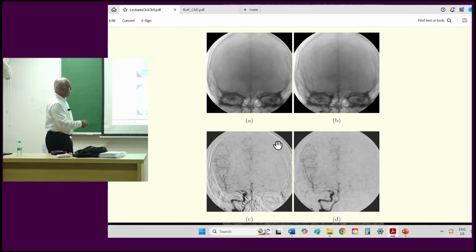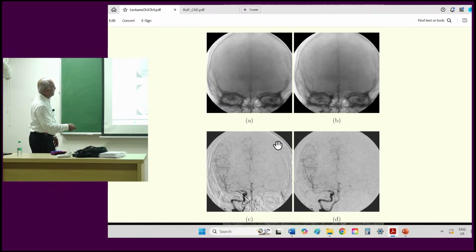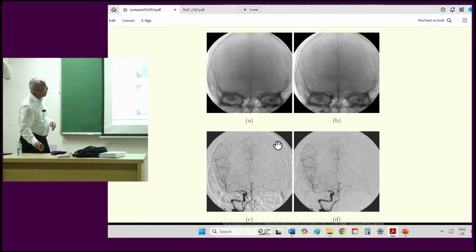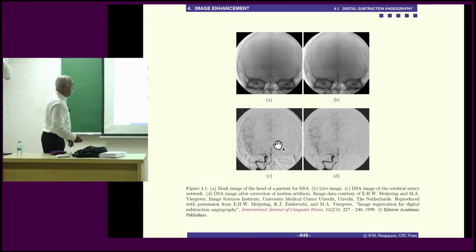This is the subtraction, but there are many of these artifacts due to motion. And even the blood vessels, there is some motion here. They have a motion correction method, and this is after that, which is clearer. You don't see these artifacts here. This is from the Netherlands by Meyring and Zuiderveld and Viergever.